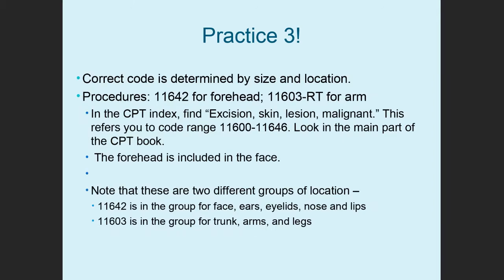So the correct code is determined by size and location. So you're going to do 11642 for, whoop, that's wrong. 11642 for the forehead, 11603 for the arm. Why do you not put the RT on there? Well, because you don't have a right skin and a left skin. You have a right arm and a left arm, but skin, remember, is one whole body system.